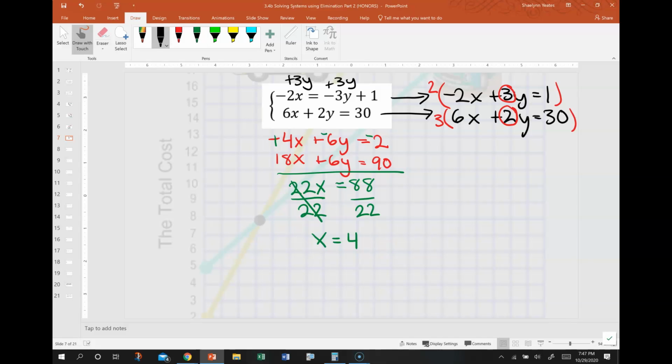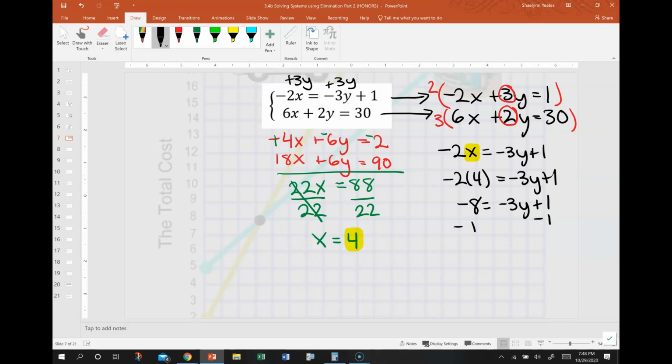So now I'm just going to plug this into whichever equation I feel like plugging it into. I'm going to pick the original first one, negative 2x equals negative 3y plus 1, and I'm going to take my 4 and plug it in for my x. So here it's negative 2 times 4 equals negative 3y plus 1. So I have negative 8 equals negative 3y plus 1. So I subtract 1 from both sides, and I get negative 9 equals negative 3y. And I divide both sides by a negative 3, and I end up with y equals 3. Thus making my solution 4, 3.